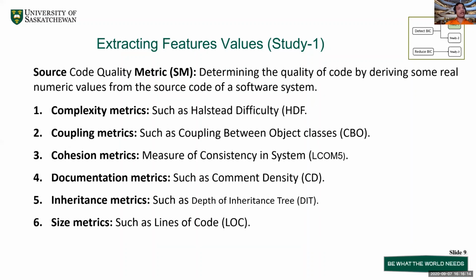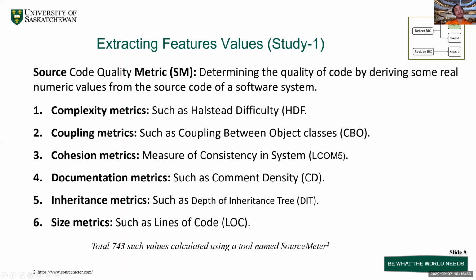Another type of feature I have used here is a total of 743 features. I extracted those features using a software tool, SourceMeter, which is available at this link. Those features are in these 6 categories, and they represent different kinds of source code quality metric values. I gave them the short name SM in the studies, and they include the complexity metrics, which represent how much complexity there is in this particular revision of the software system.